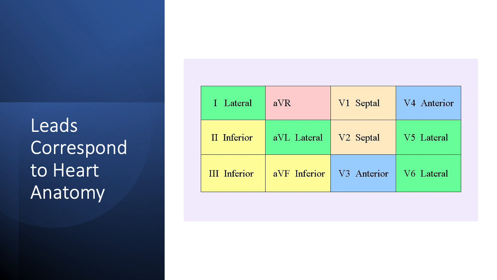Leads V1, V2, V3, and V4 all correspond with the left anterior descending artery. V1 and V2 are associated with the septal portion of the LAD, and V3 and V4 are associated with the anterior portion or the anterior territory of the heart, which is typically supplied by the LAD.